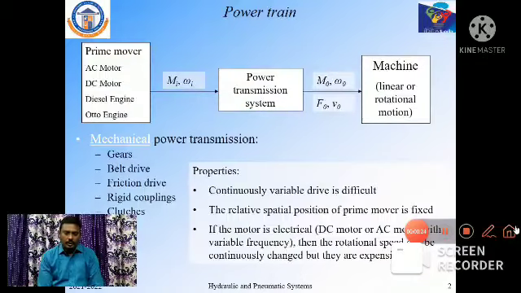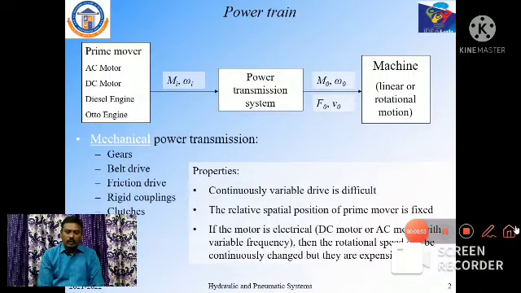Hydraulic system introduction. Prime movers such as AC motors, DC motors, diesel engines and auto engines are the driving devices we use in a hydraulic system. Part of the power transmission is called the power train. It transmits the power to the system, converting linear motion into rotational motion.